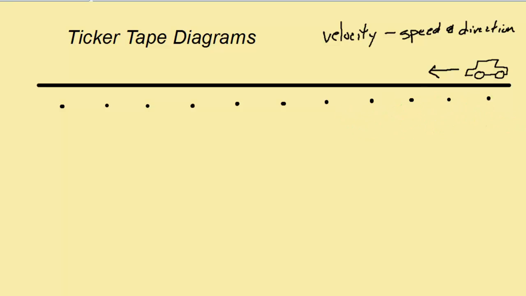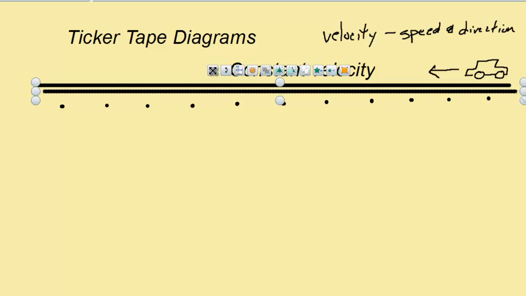So let's put this down. Let's say we've got constant velocity. We have no acceleration because we're moving at a constant speed. All right. So when these ticker tapes are evenly spaced, we have a constant velocity. All right. But let's see what happens maybe if we're not moving in the same manner.